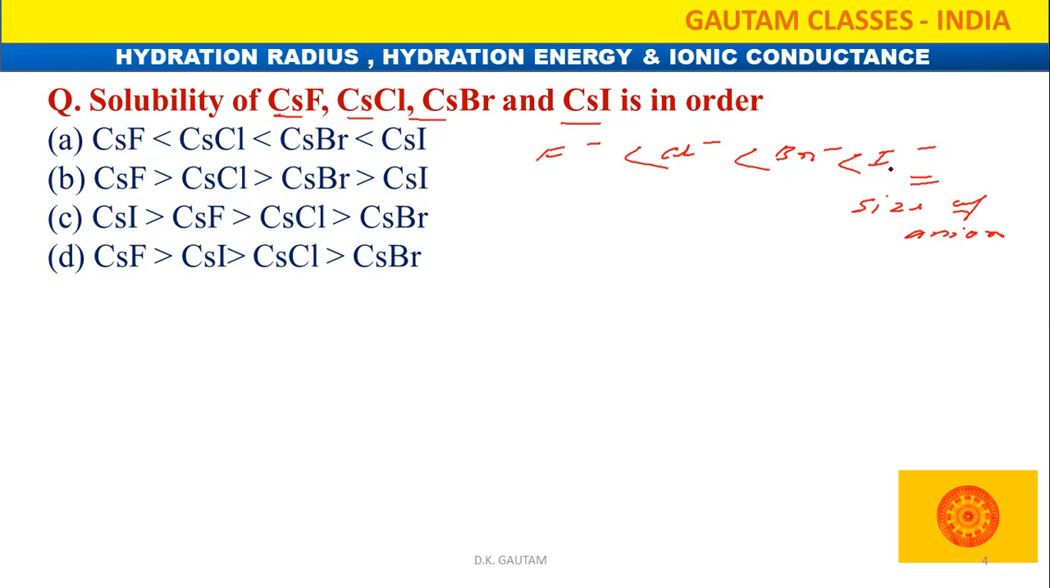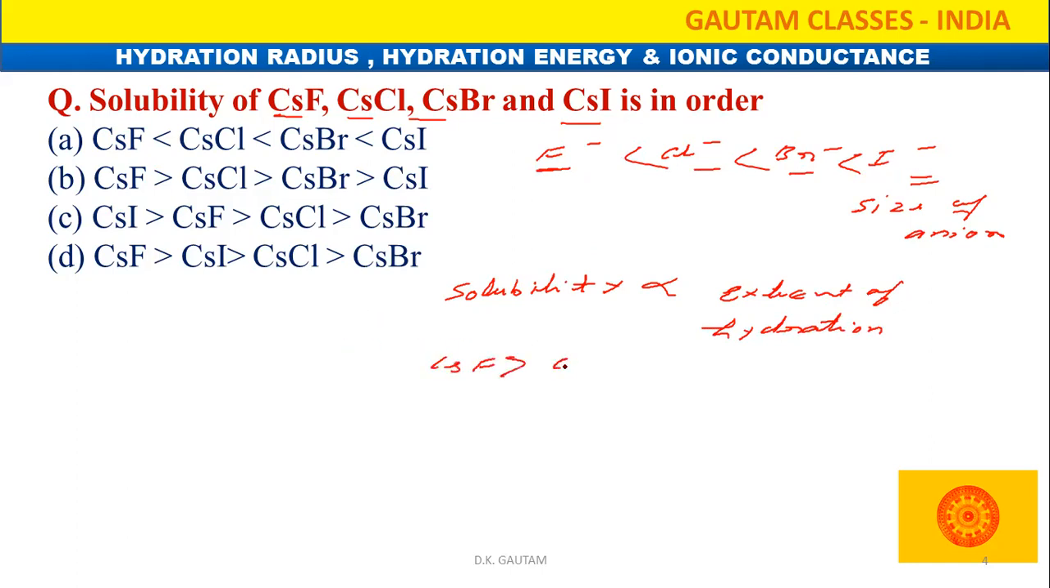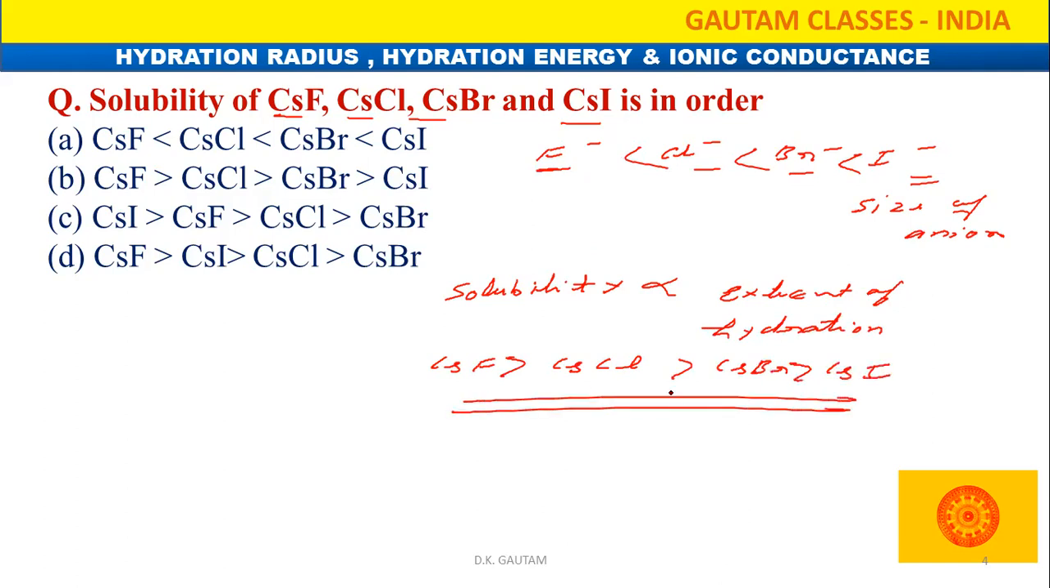So what about the solubility? Solubility is directly proportional to the extent of hydration. Which one has the highest extent of hydration? Definitely the fluoride compound, then chloride, bromide, iodide. So the order we can write is cesium fluoride, cesium chloride, cesium bromide, at the end cesium iodide. Which one is the correct answer? Definitely B is our correct answer.